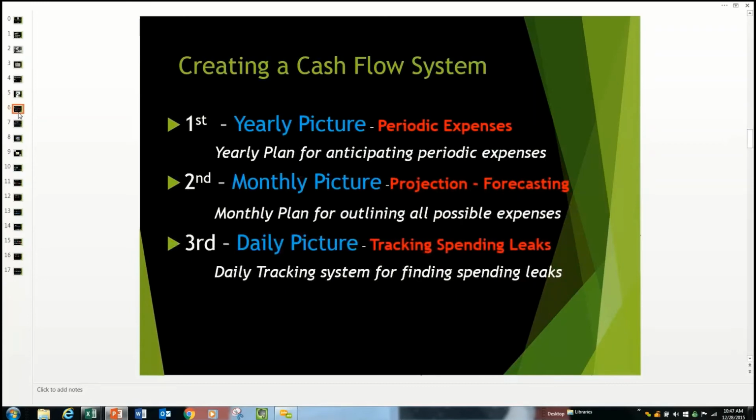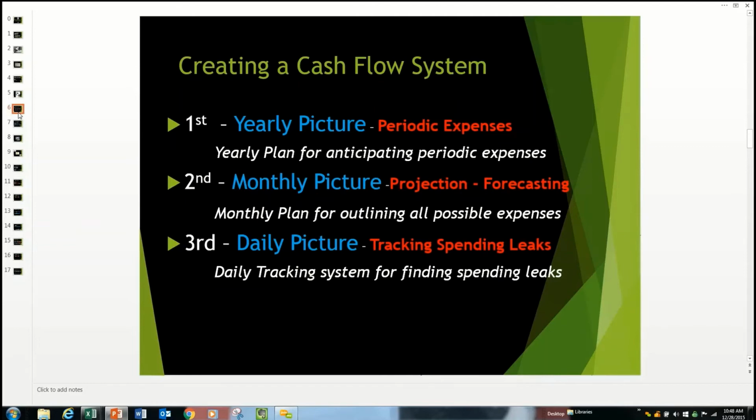The three core steps for creating a cash flow system. These are core concepts for projecting and reviewing your financial picture. We have a yearly plan for anticipating those periodic expenses, those non-recurring, really meaning periodic expenses. And then there's a monthly picture, a monthly plan, a projection, forecasting, outlining every conceivable expense to be much more proactive and prepared for that upcoming month. And we're not just focusing on averages.